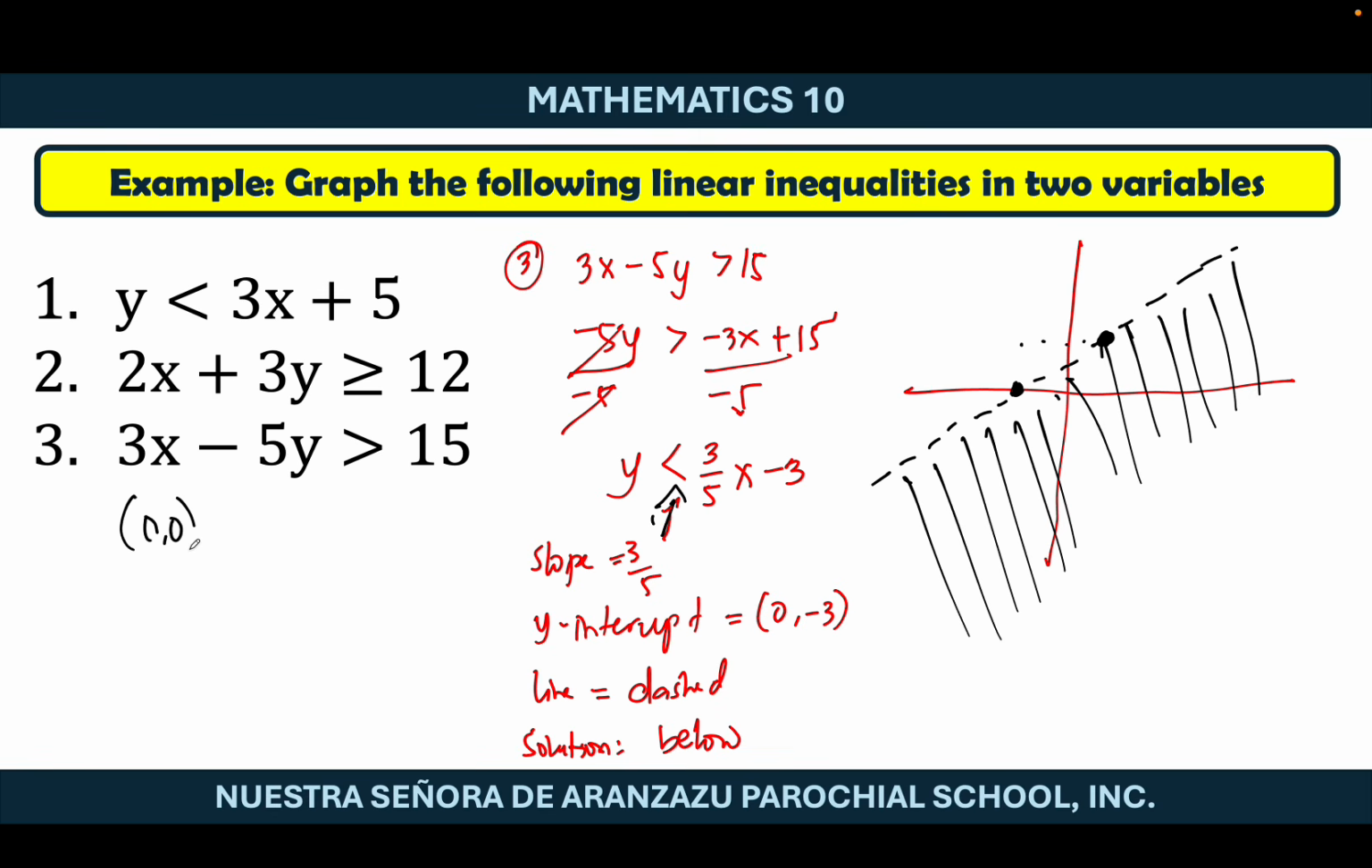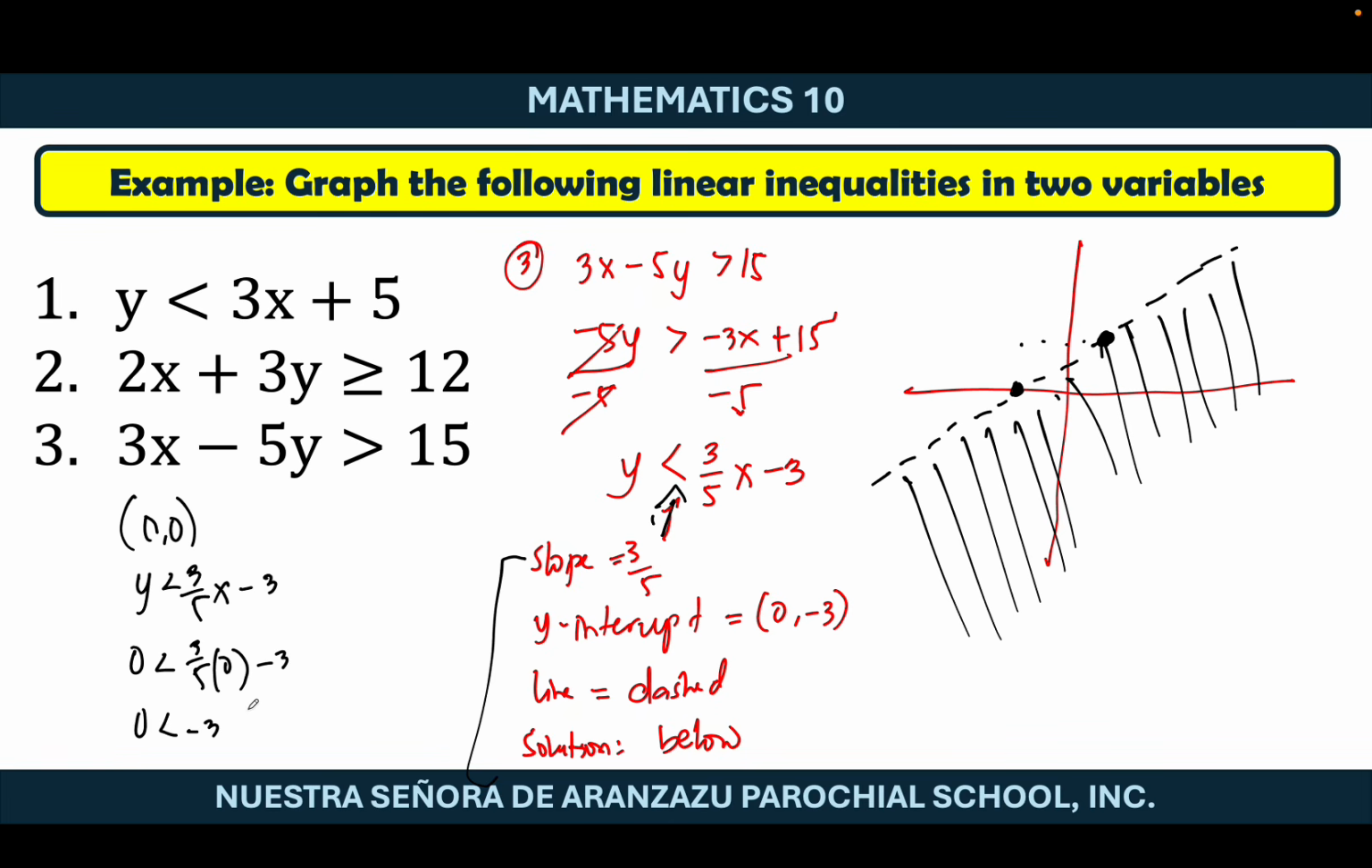Ito lagi ko nakalimutan. Pero kasi, once sinunod nyo lang tong part na to, automatic, tama na kayo dyan. Okay, pero if you want to be assured with your answer, so test yung 0, 0. So, using this one, yung y less than 3 over 5x minus 3. So, substitute 0. 0 is less than 3 over 5 times 0 minus 3. So, 3 over 5 times 0 is 0. So, 0 is less than negative 3.